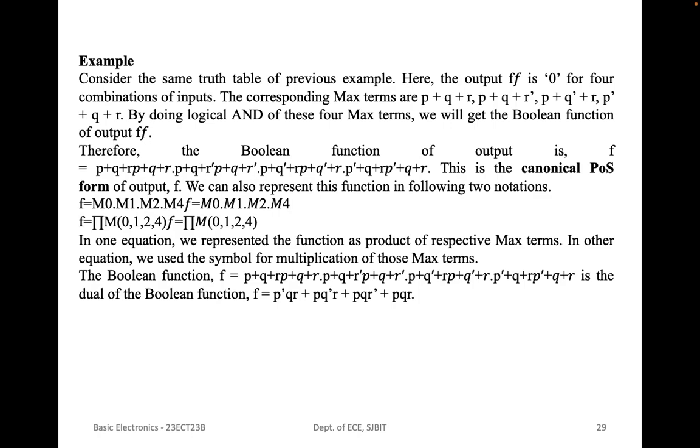In the case of SOP, the min terms are defined as small m. In the case of POS, the max terms are defined as capital M. Min terms give high as output, max terms give low as output. In SOP, we get the final term by adding the product terms. In POS, we get the final term by multiplying the sum terms. So this is the difference between SOP and POS forms.